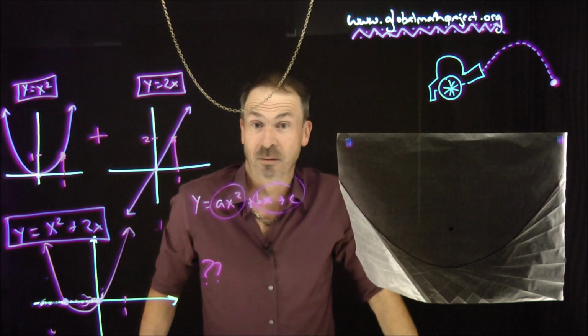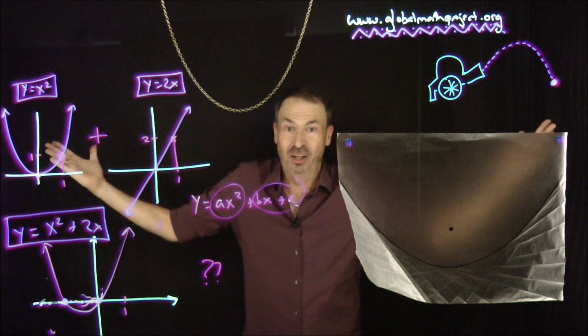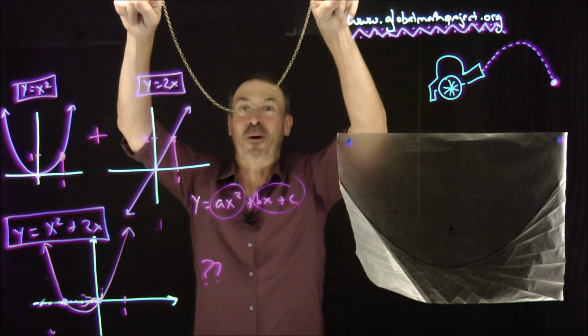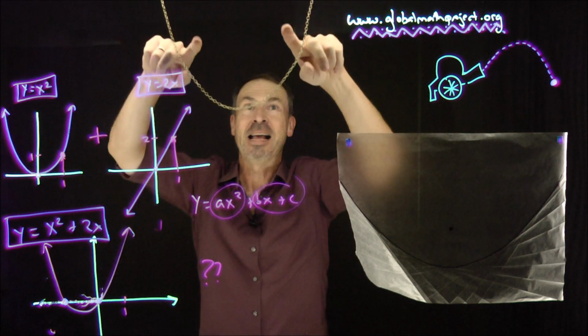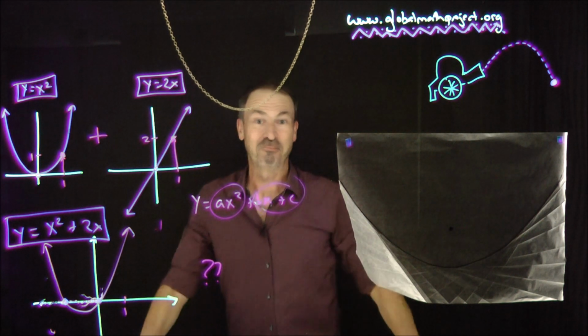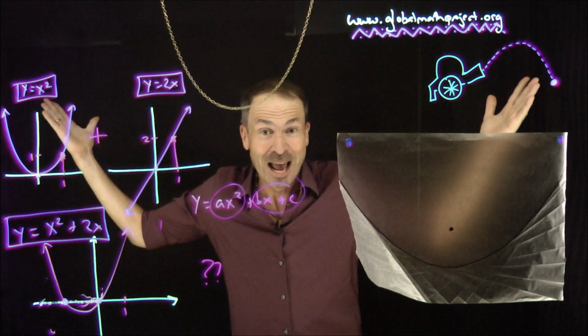Which then makes you wonder, well, are all U-shaped graphs I see in nature quadratic? For example, Galileo also wondered about this one. I've got a hanging chain here. It definitely looks like it could be quadratic. Is it? How do I know? How do I figure it out?